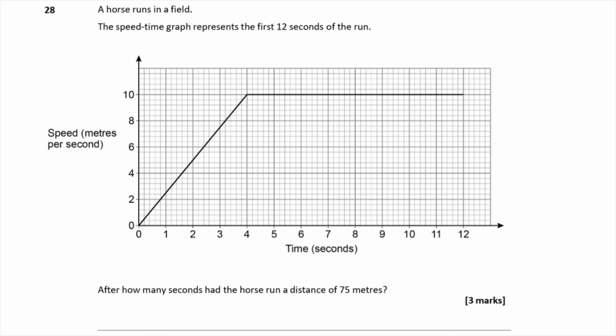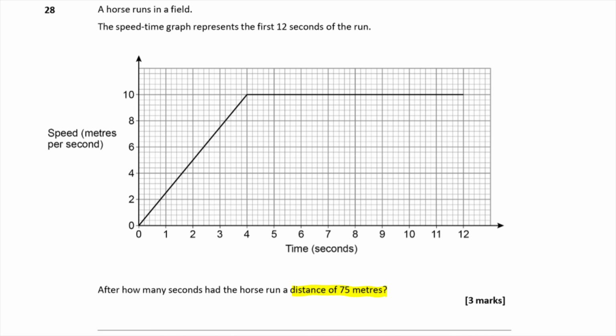Question 28. A horse runs in a field. The speed time graph represents the first 12 seconds of the run. After how many seconds has the horse run a distance of 75 meters? Okay. So this is a velocity time or a speed time graph. Now the distance traveled in a velocity time graph is the area under the graph. So if we can work out the area under the graph, we need to work out so that the total distance is 75.